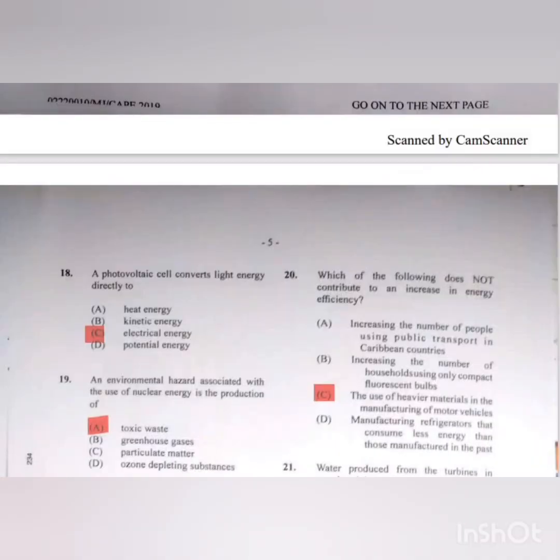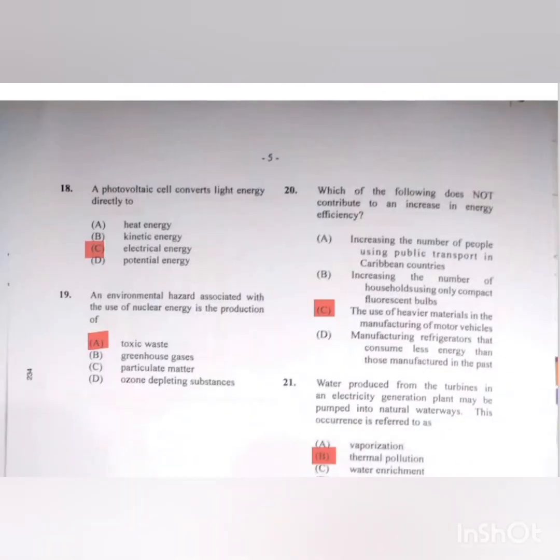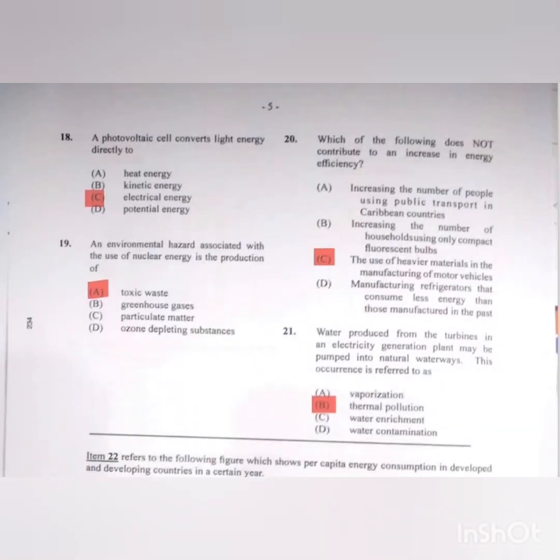18. A photovoltaic cell converts light energy directly to C. Electrical energy. 19. An environmental hazard associated with the use of nuclear energy is the production of A. Toxic waste. 20. Which of the following does not contribute to an increase in energy efficiency? C. The use of heavier materials in the manufacturing of motor vehicles.